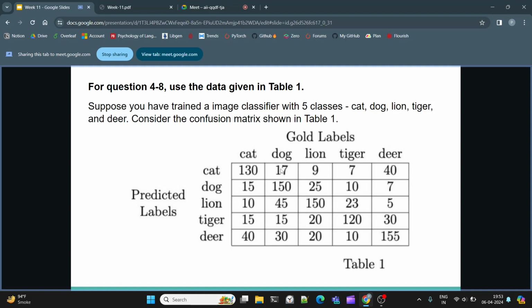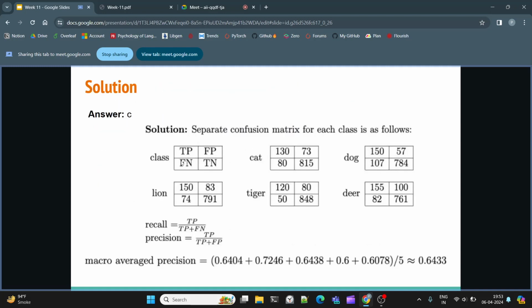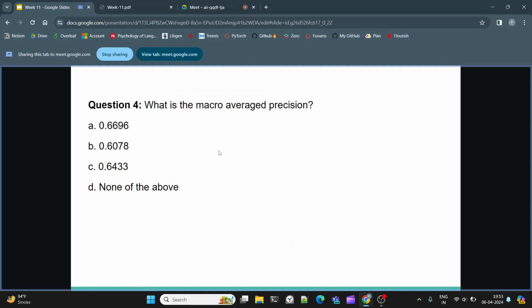Whereas there's another case where the image was that of a dog, but the model predicted it to be a cat, which is these 17. Where the image, again this 9, was that of a lion, but the image classifier said no, it's a cat. So this is the row where the model said that all these are images of cats. That is what happens when you go by the row. So that gives you this true positive, false positive.